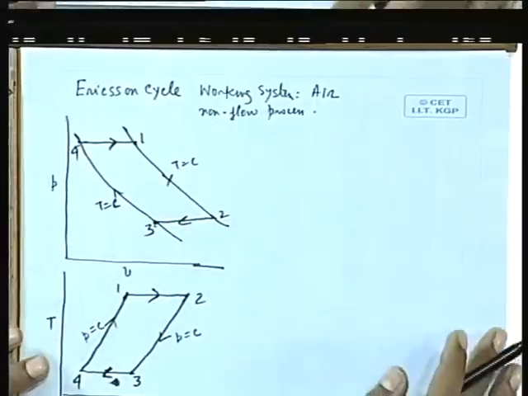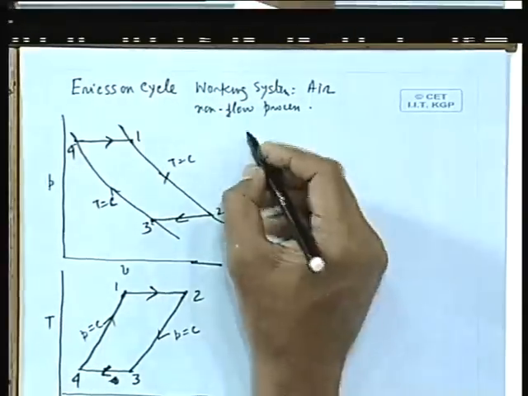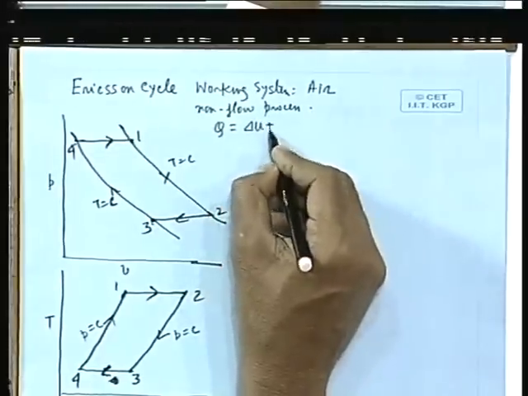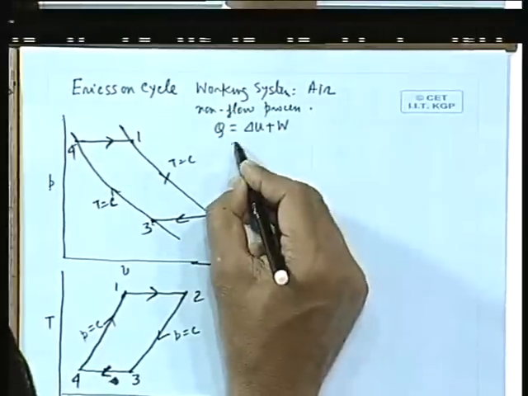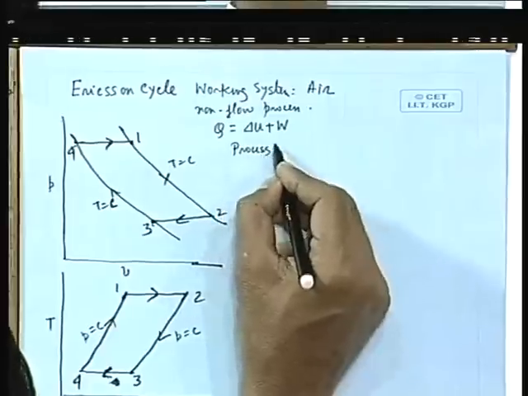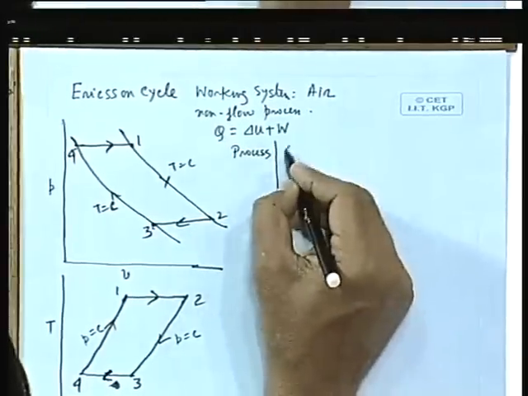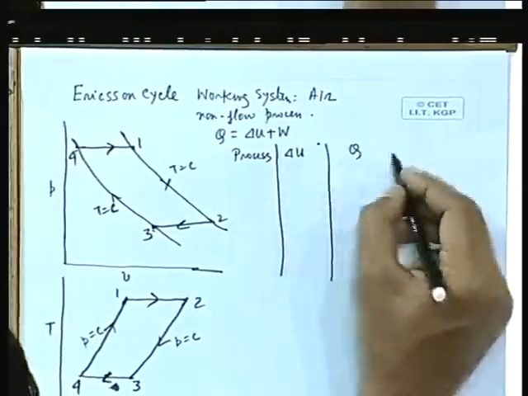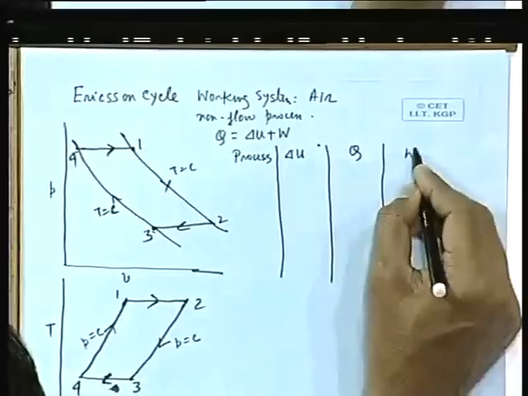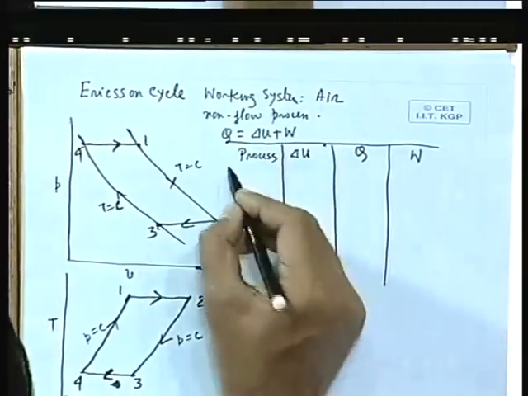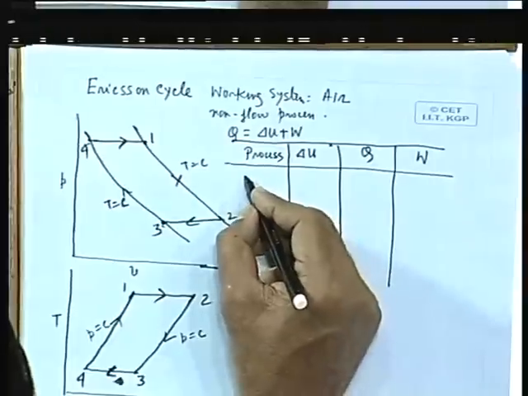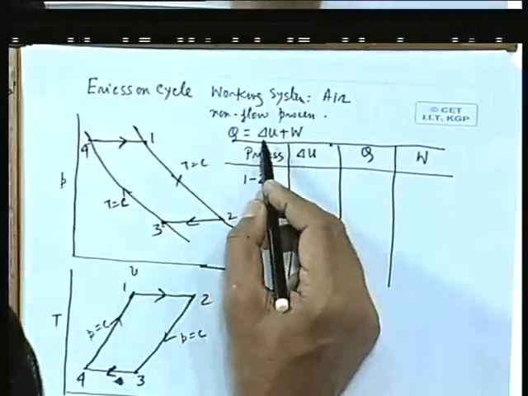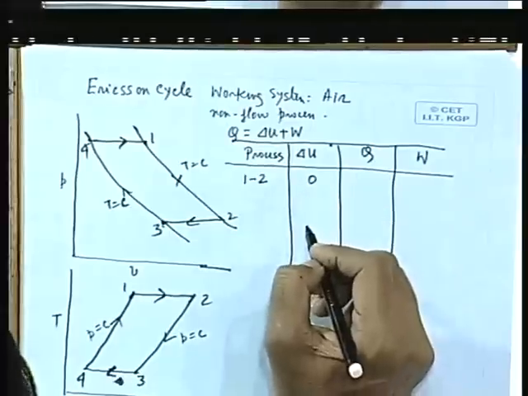Now, again if we write in a similar way the first law of thermodynamics, Q is delta U plus W. Now I go on writing the same way: process, then delta U, then Q, and then W. All right. Now I do like this. Again the process 1 2 remains the same as usual. For process 1 2, delta U is 0, isothermal process, as we did earlier.